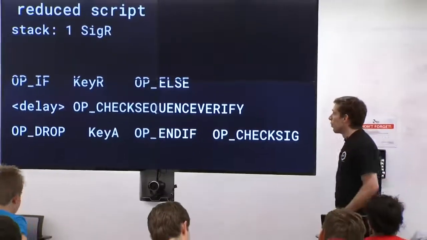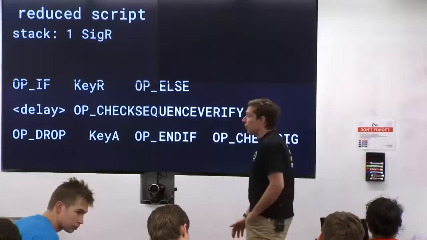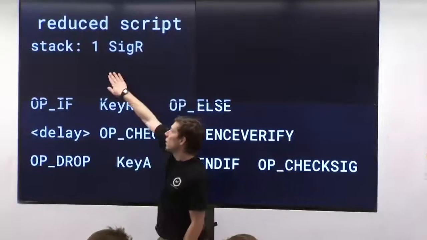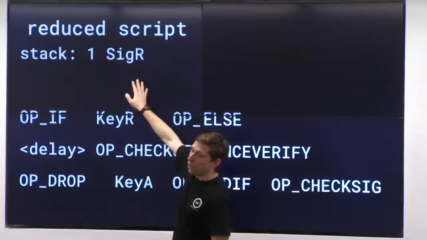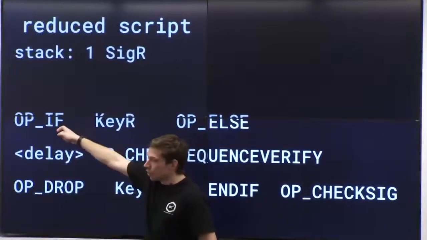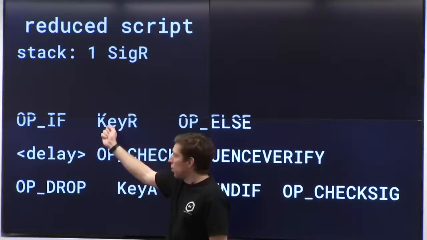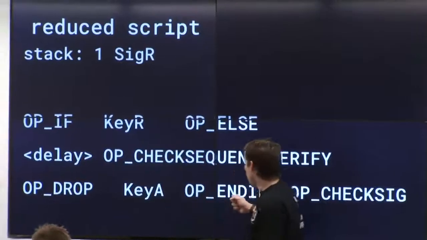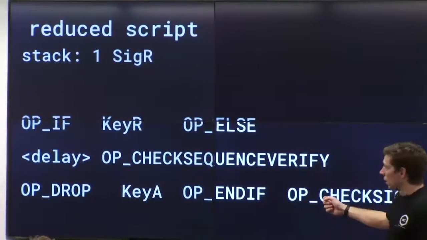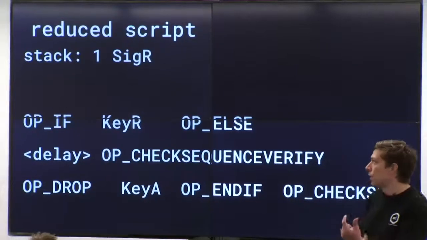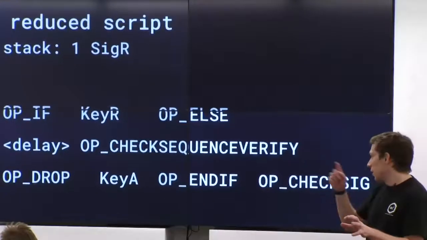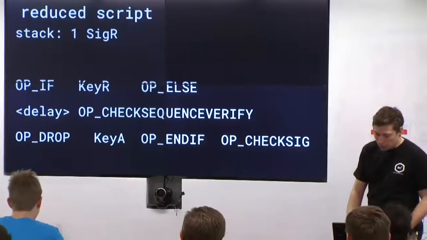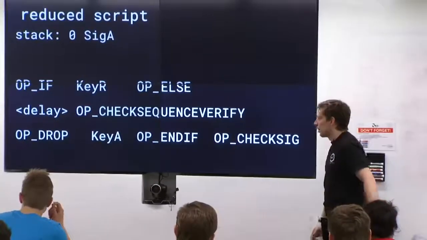So for example, if you're using the revocation key, the key that has been combined and revealed to you, you just put a 1 on the stack and then a signature from R. And then the op if resolves to true, so it executes this by just pushing the key onto the stack. Then it executes op else, skips to op end if, and then does op check sig. Right? So basically, you say 1, execute op if, key R, skip to check sig. So it's just, you need to sign with this key. Or you say 0 and signature from A.